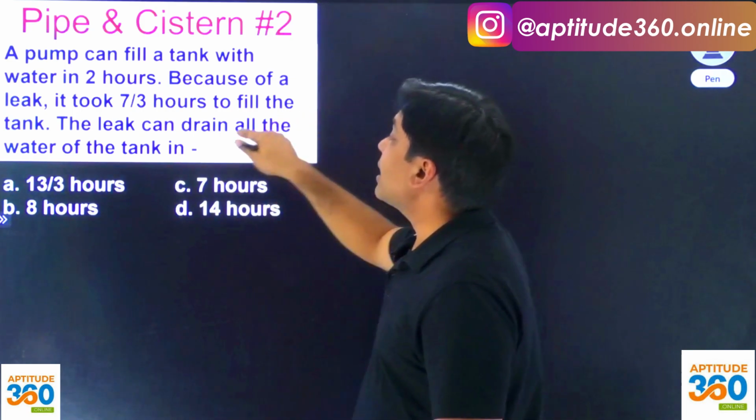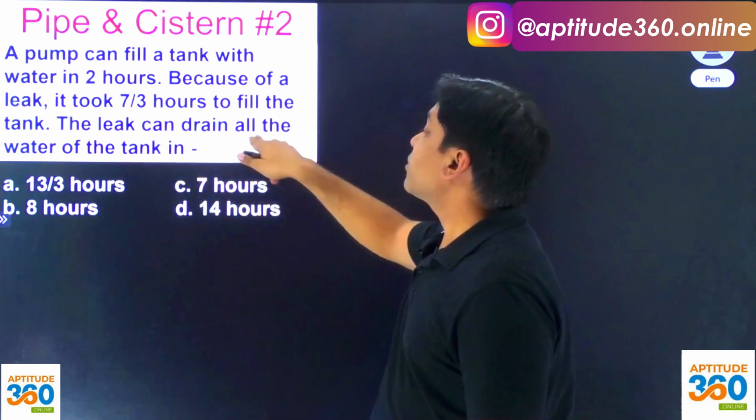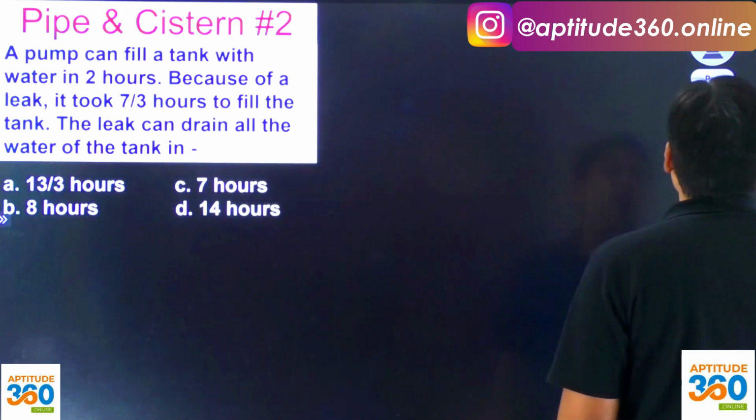आपसे प्रॉब्लम पूछा जा रहा है that the leak that can drain all the water of the tank in how much time. So if the water is full in the tank, तो कितनी देर में ये जो लीकेज है वो पानी सारा का सारा ड्रेन आउट कर देगा. That's the problem. So what did I say? What is going to be step number 1?